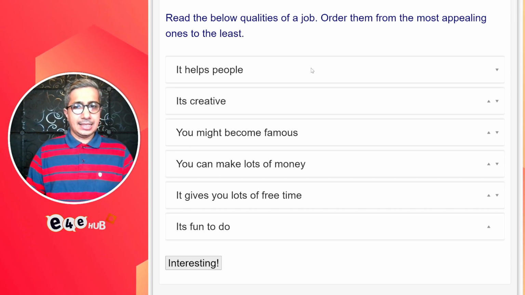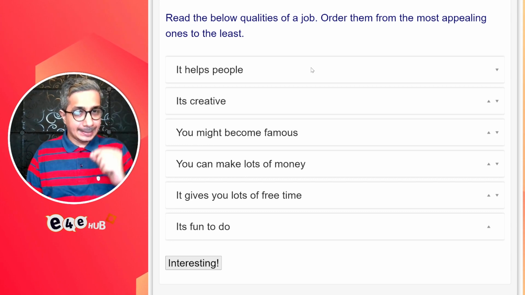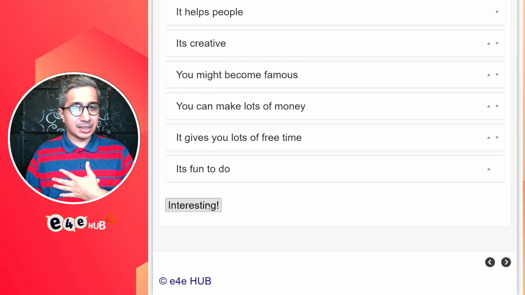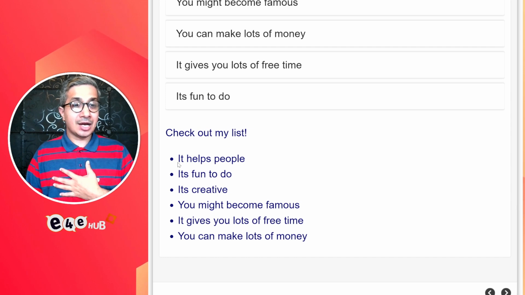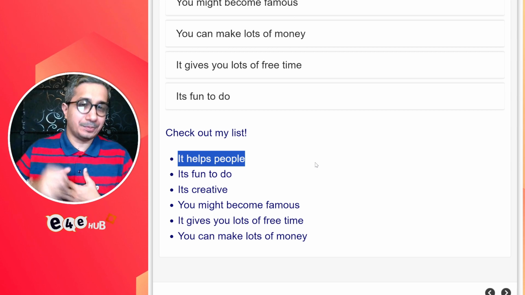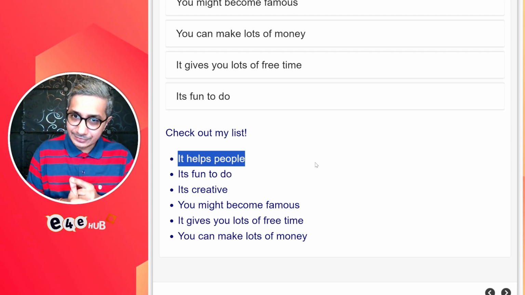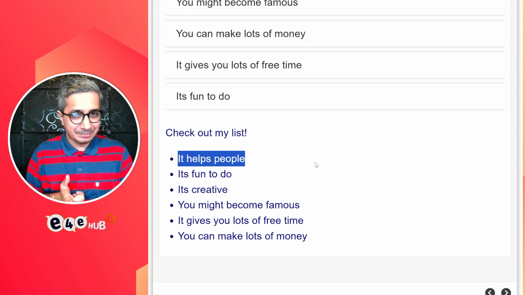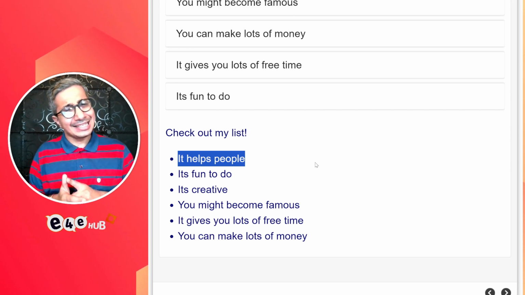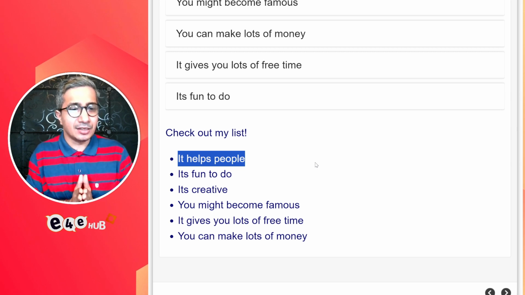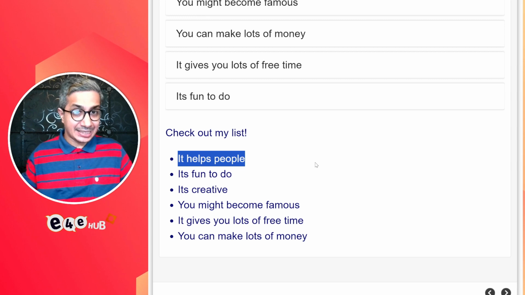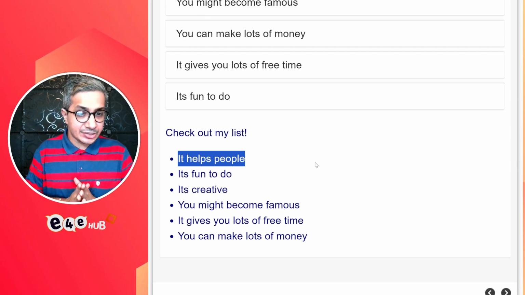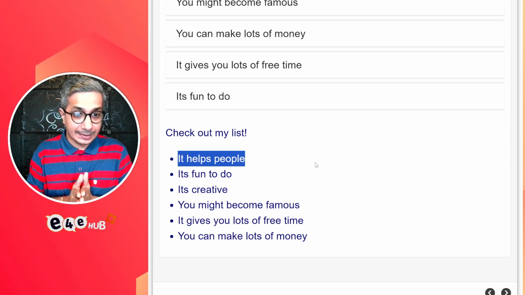That's very important. Now, I don't know what was your order or your ranking, but as far as I'm concerned, if you click the interesting button, you will see my list. So this is how I rank the qualities that I'm looking for in a job. First, I need to be able to help people. Second, it has to be fun, has to make you happy, otherwise you'll not be able to do it for a very long time. It's going to be creative, and you might become famous, so a little bit of popularity doesn't hurt. It's got to give you a little bit of free time at least. There has to be a balance in your work and your family time. Has to have a work-life balance, as we say it in English. And last but not least, it has to help you to make your ends meet, help you to earn a living, make lots of money.